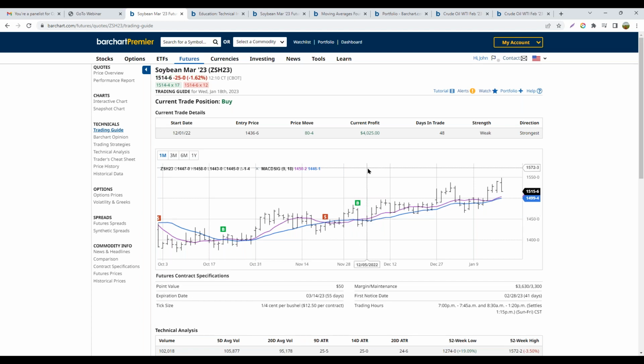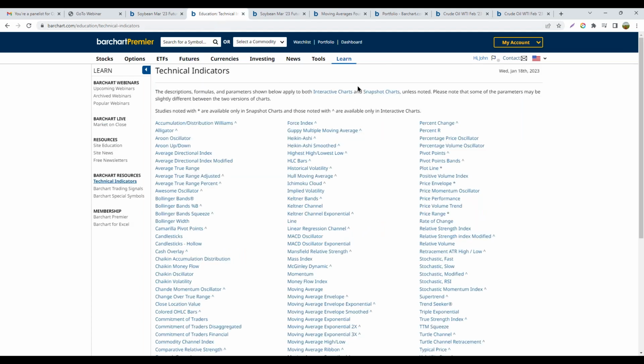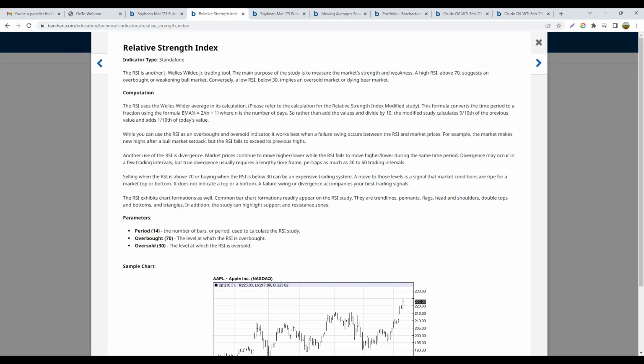Okay, so let's see where I want to go now. Some of you might be familiar with some technical analysis, and I've gone into our Learn page under our technical analysis, our technical indicator libraries. Some of you are familiar with relative strength index. A relative strength index is a momentum oscillator that helps to find overbought and oversold areas.